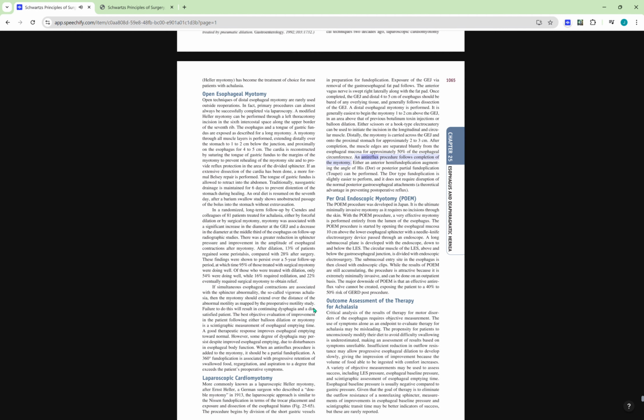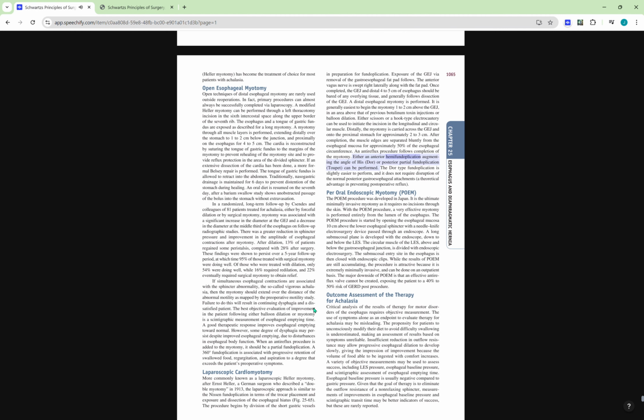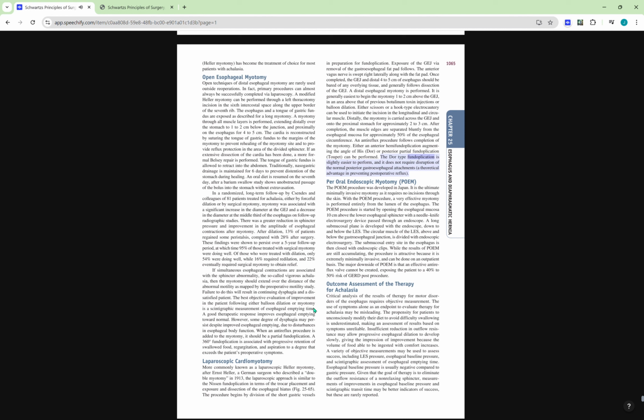An anti-reflux procedure follows completion of the myotomy. Either an anterior hemifundoplication augmenting the angle of His or a posterior partial fundoplication can be performed. The Dor type fundoplication is slightly easier to perform and does not require disruption of the normal posterior gastroesophageal attachments.